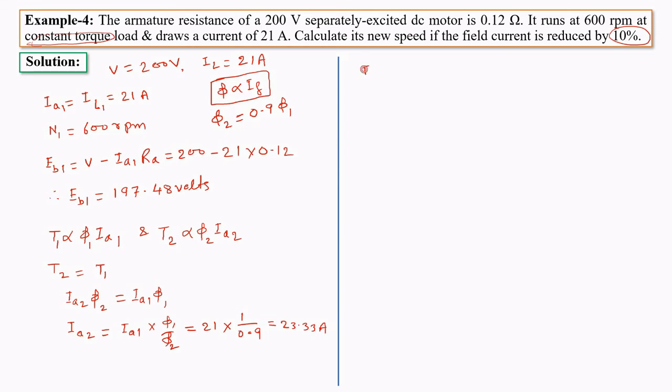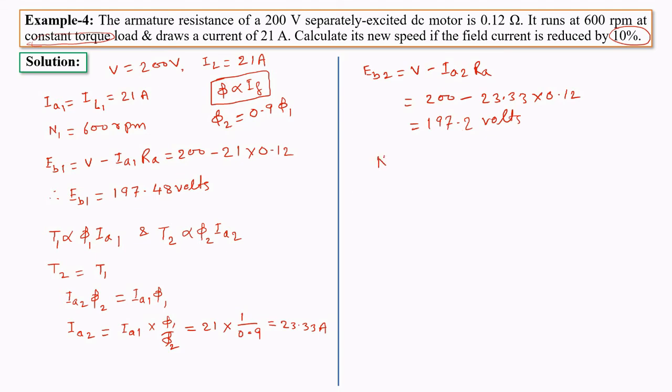So the back EMF in the second condition will be V minus IA2 into RA, that is 200 minus 23.33 into 0.12, and here it will be 197.2 volts. So this is the back EMF for the second condition.